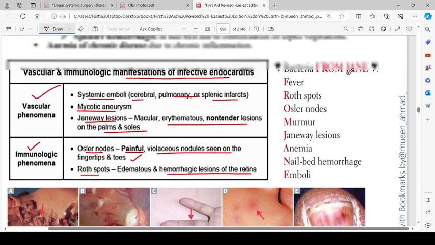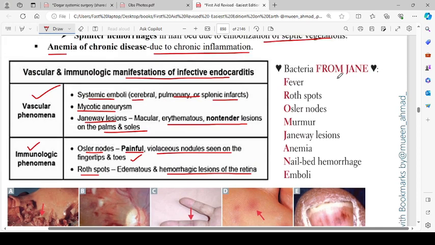So this is the mnemonic for infective endocarditis: fever, Roth spots, Osler nodes, murmurs, JNV lesions, anemia, nail bed hemorrhages, and emboli.